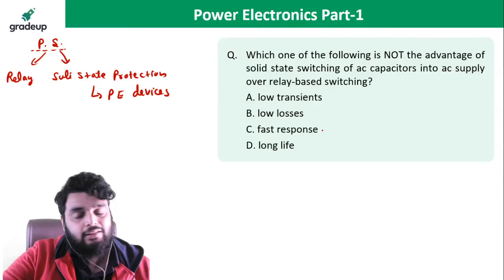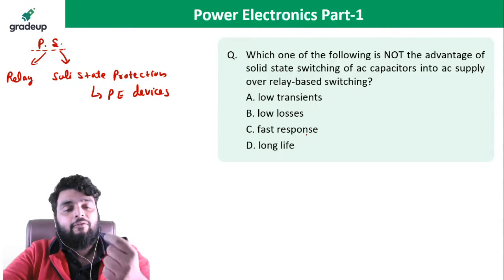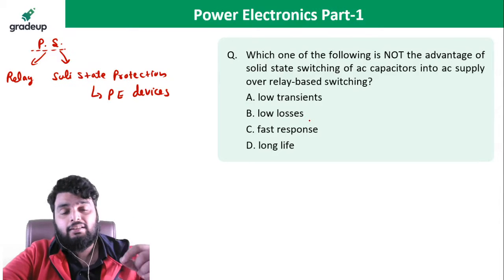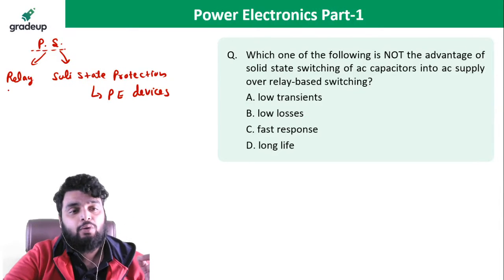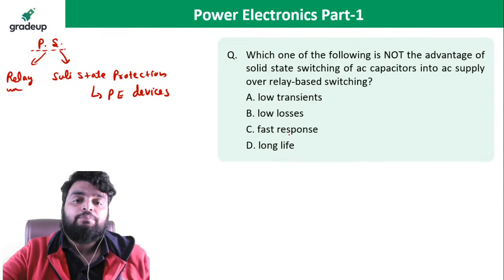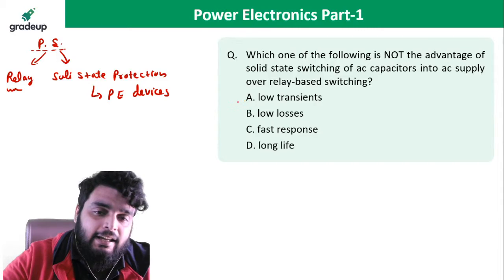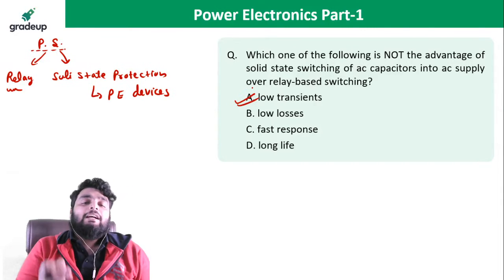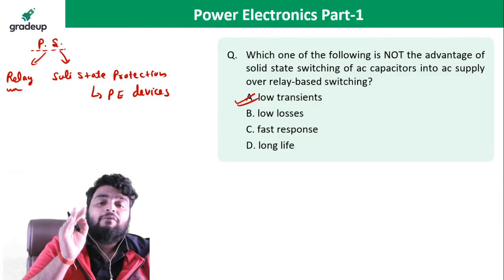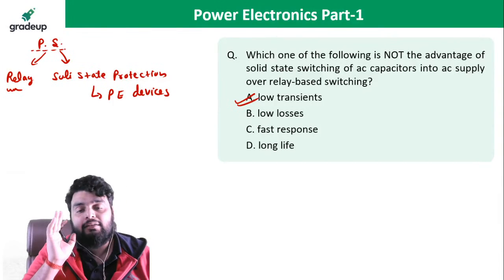Again, it has a fast response. Absolutely, it has a fast response. Low losses, yes, compared to the resistor, inductor and capacitor which are used in relays, the power electronic devices have low losses. Low transient, that is not correct. In power electronic devices, the major disadvantage is that we have a high amount of transients.